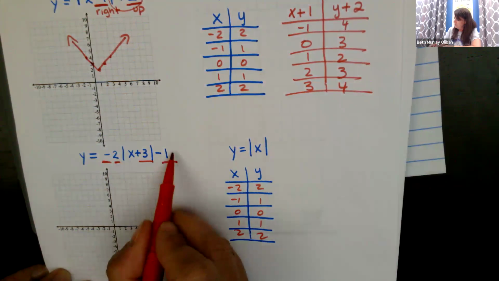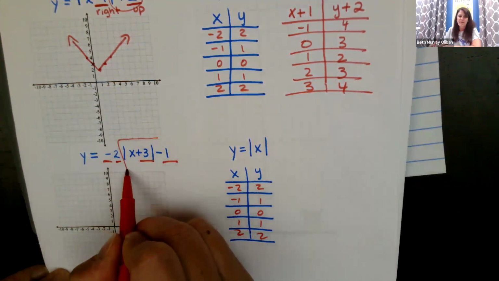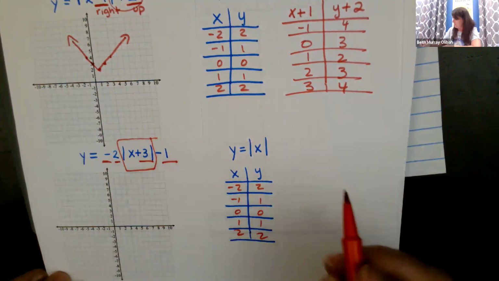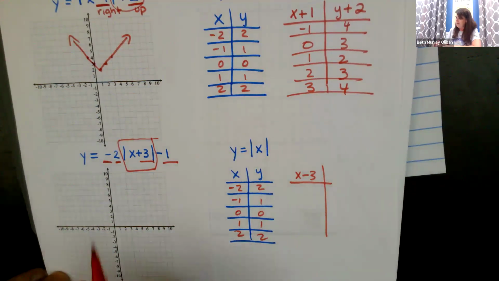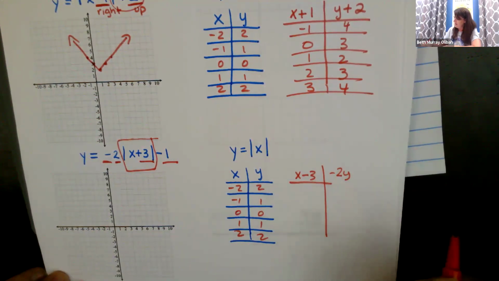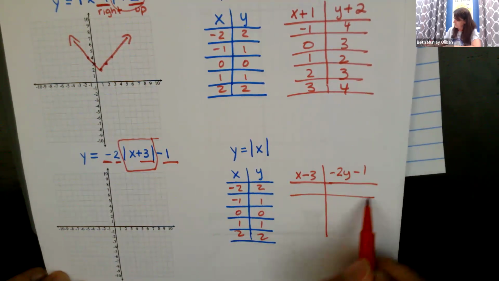And then make sure you do the correct transformations. So the only thing that affects the x is stuff that happens in here. So that is only that +3. And we do the opposite. Everything else affects the y. So that -2 is going to get multiplied by the y. And then I'm going to have that -1 at the end.